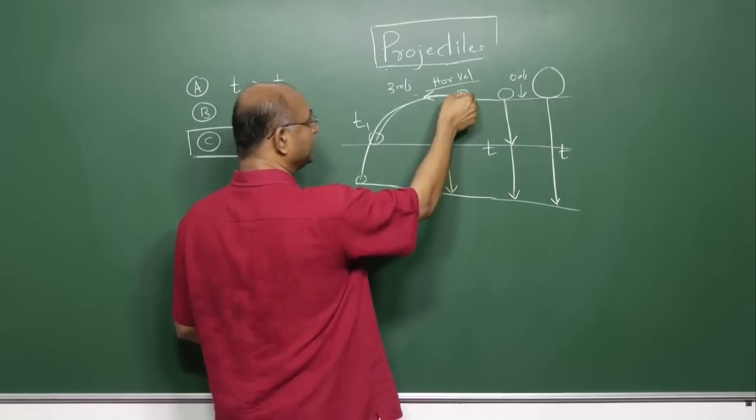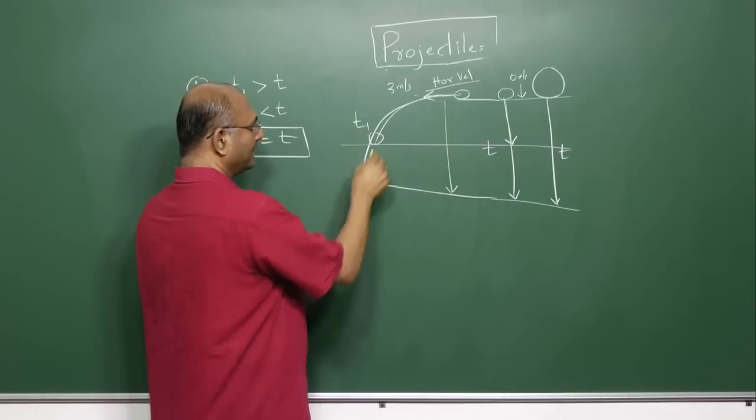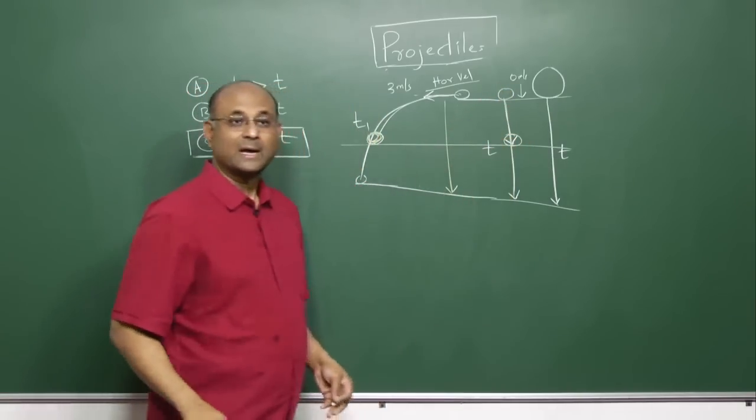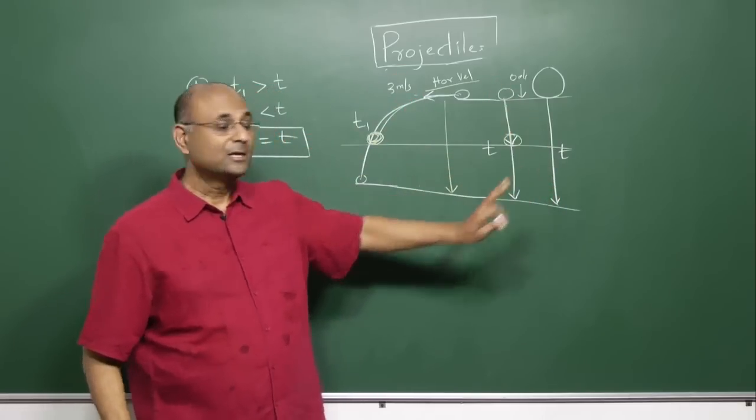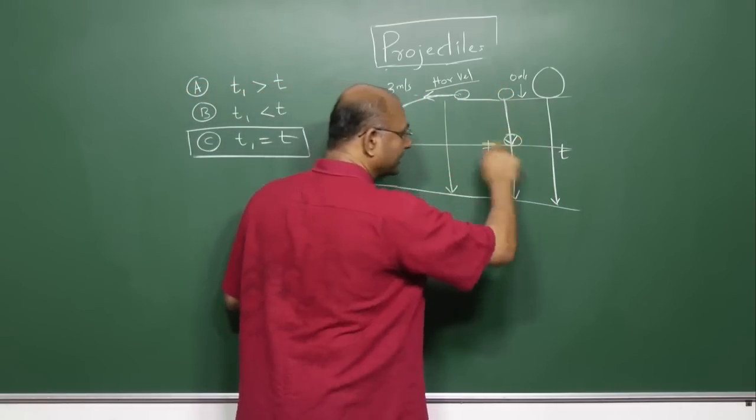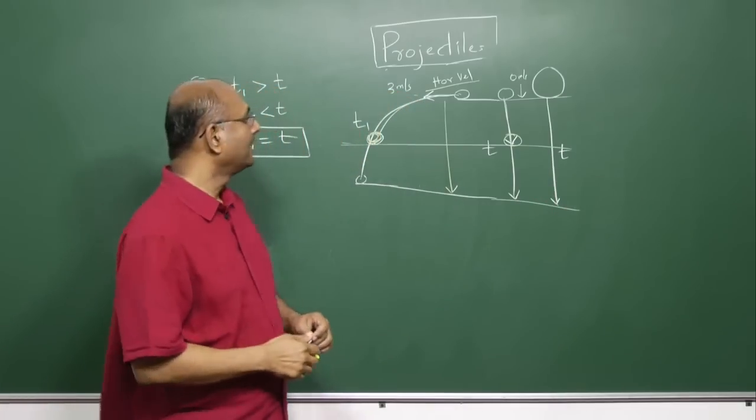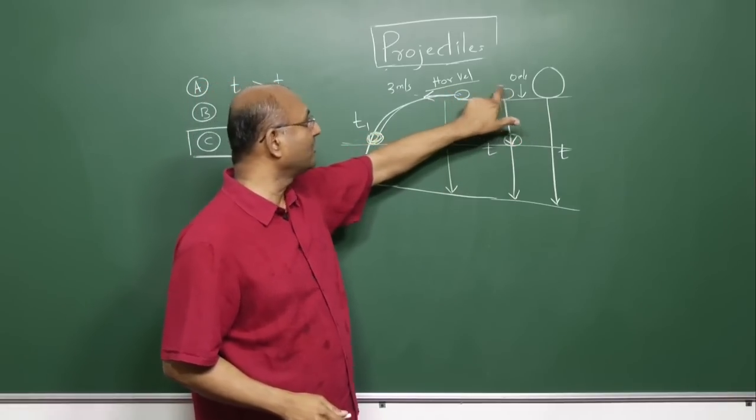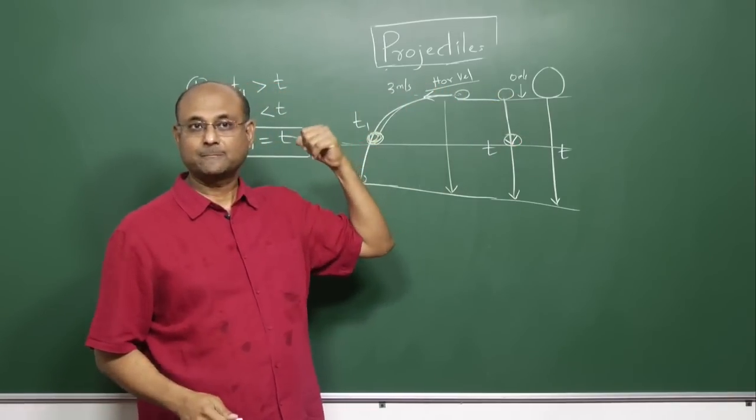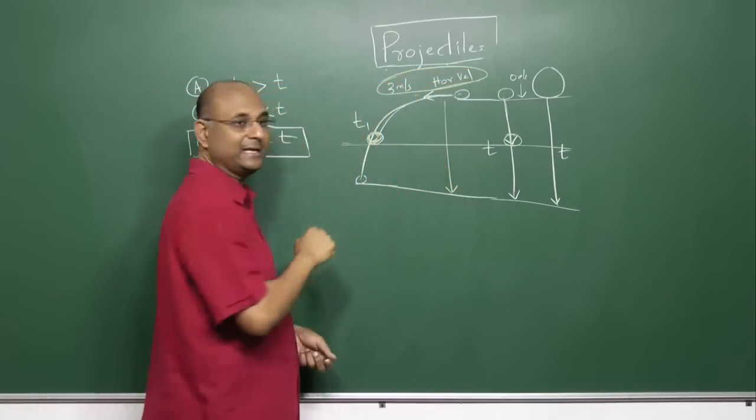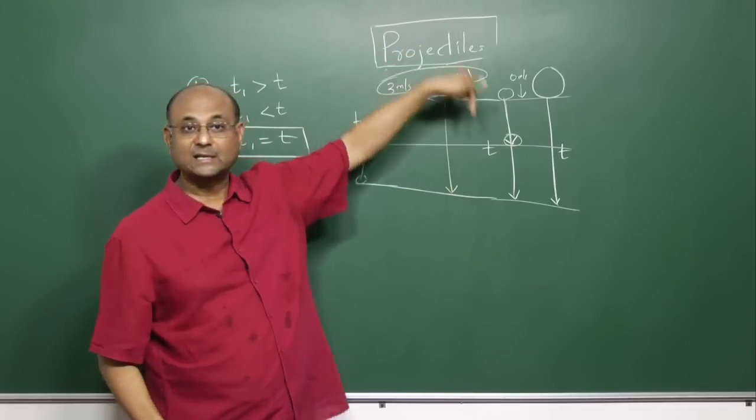That means when this ball was here, this ball would have been here. And this is valid for all heights. So at every height, when this ball is at this height, this ball is also at the same height, assuming they are both basically starting off at the same time. This guy has 0 velocity, this guy has a horizontal velocity. So what does that tell you? It tells you that the horizontal velocity does not affect the vertical time.